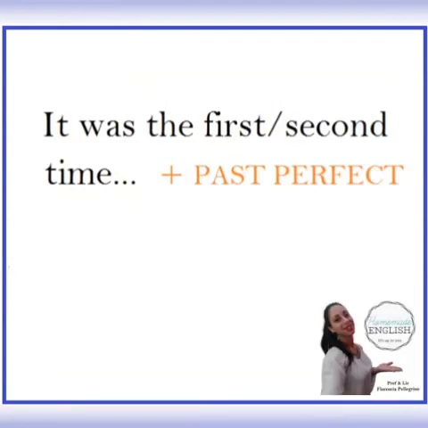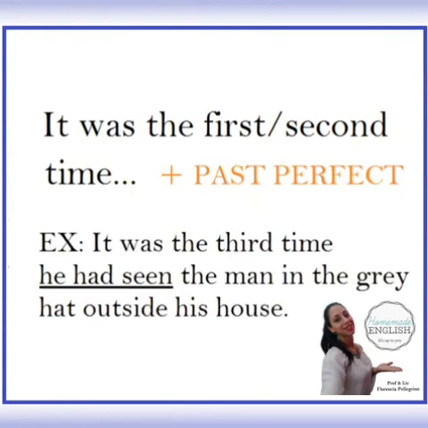Finally, past perfect is also used together with phrases like it was the first, second, third time. As for example, it was the third time he had seen the man in the gray hat outside his house.